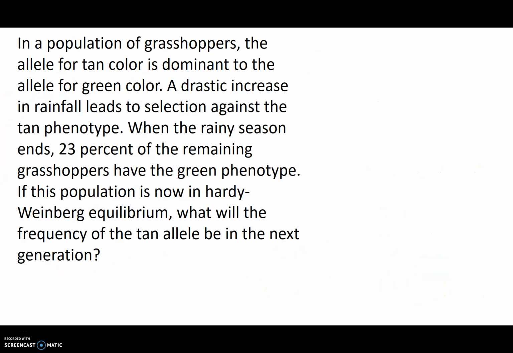Okay, in a population of grasshoppers, the allele for tan color is dominant to the allele for green, so green is recessive. A drastic increase in rainfall leads to selection against the tan phenotype.